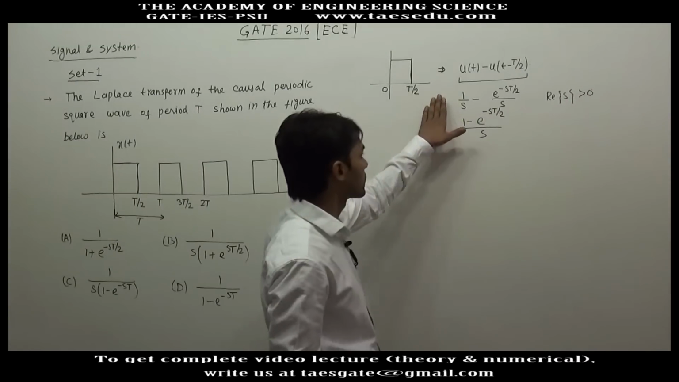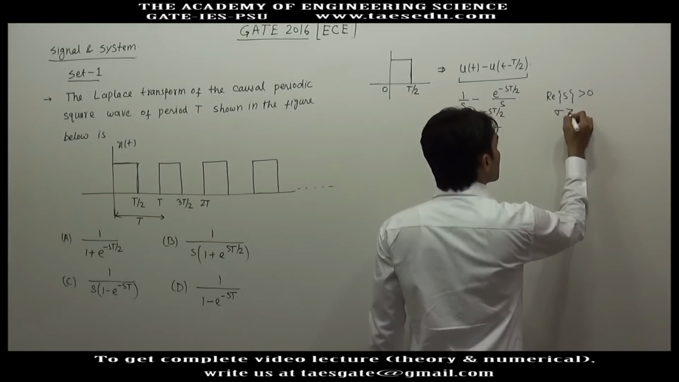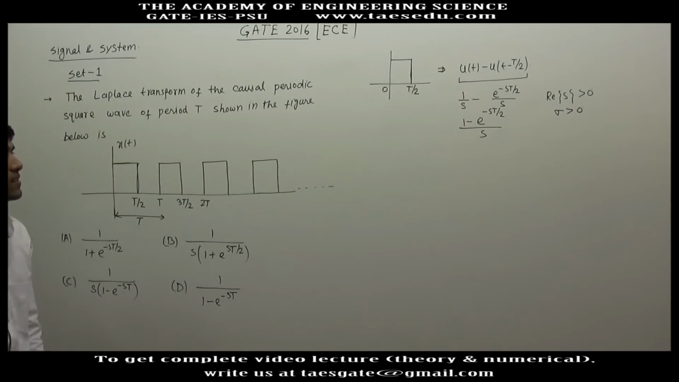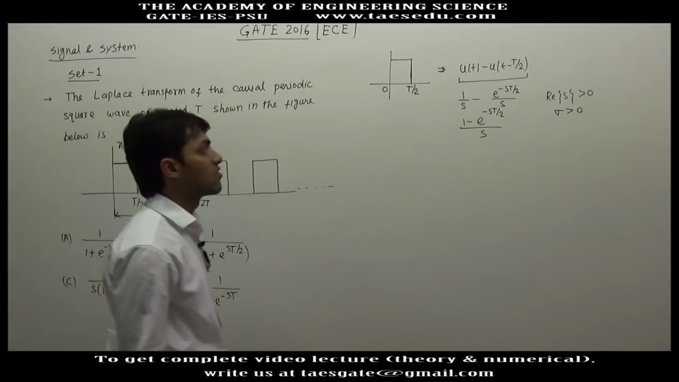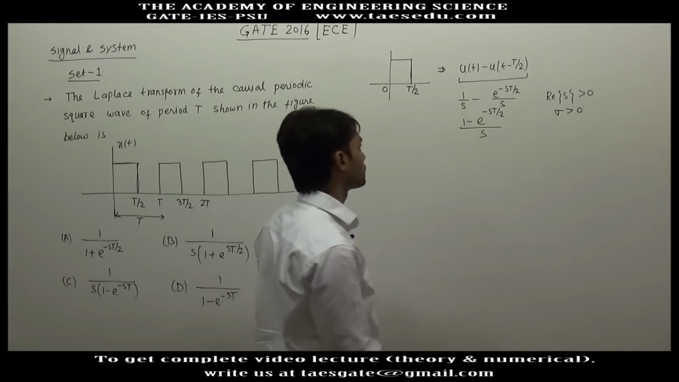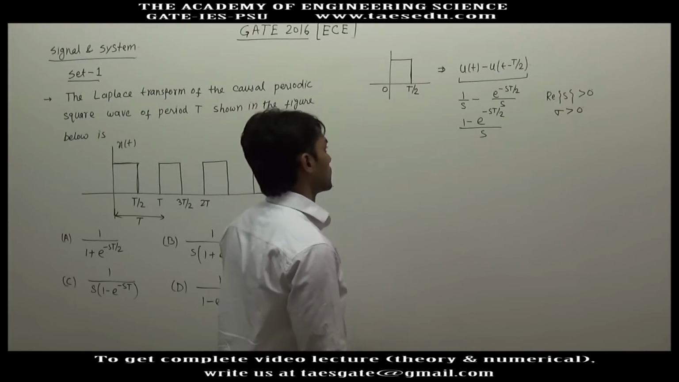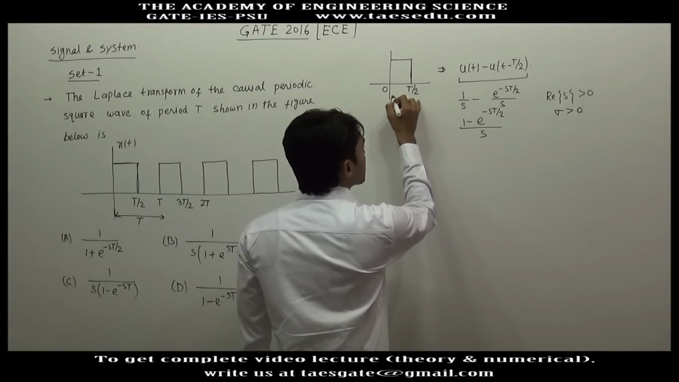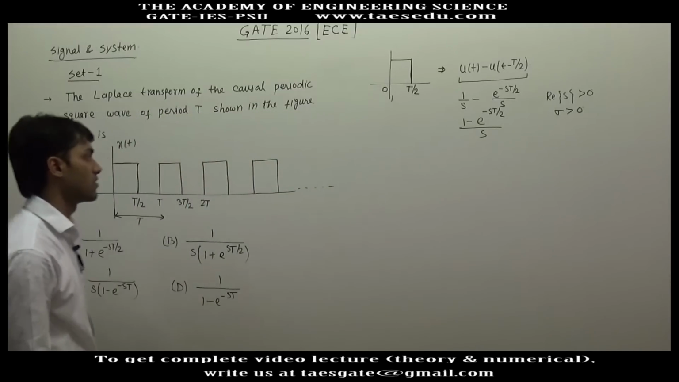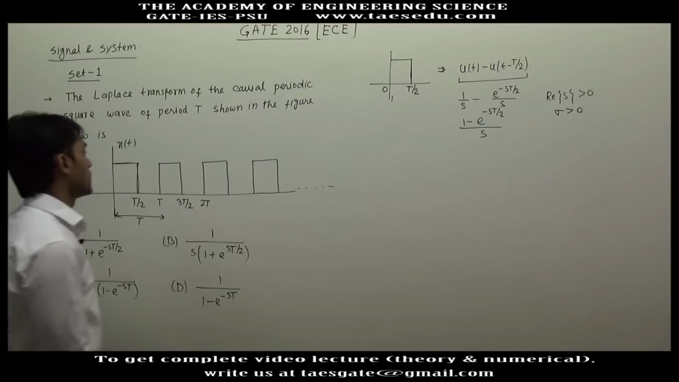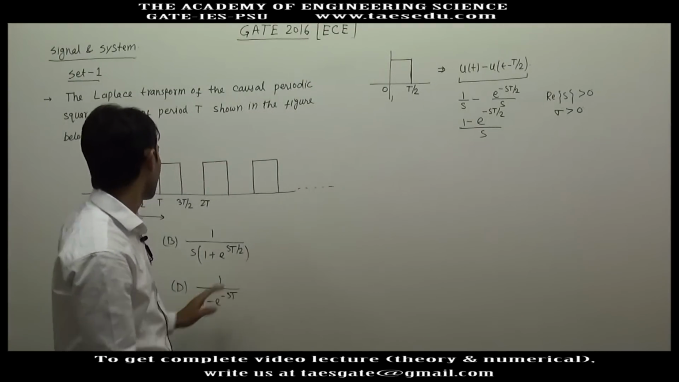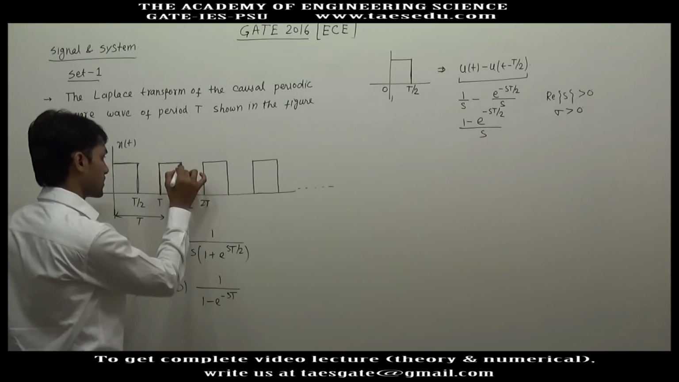If you have u(t), the region of convergence sigma has to be greater than 0. And if you have u(minus t), it will be anti-causal, so in that case sigma has to be less than 0. So the Laplace transform of this signal is 1 minus e to power minus sT by 2 divided by s. Now, after finding Laplace of this signal, let us find Laplace of the next signal.